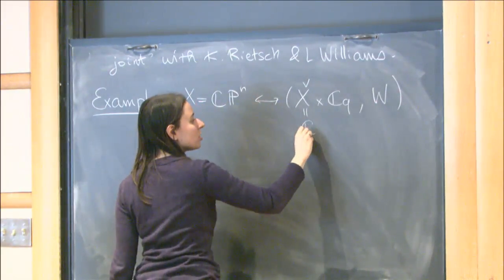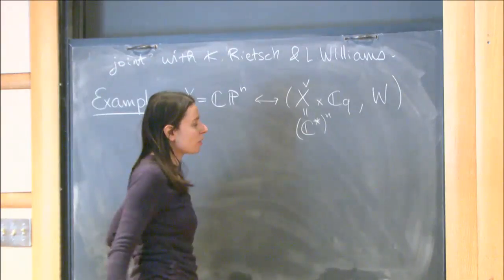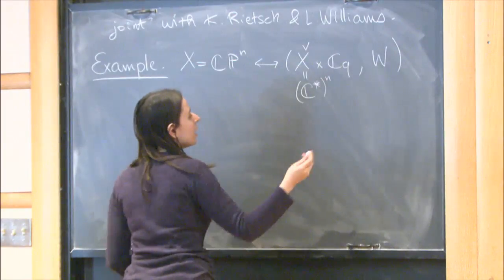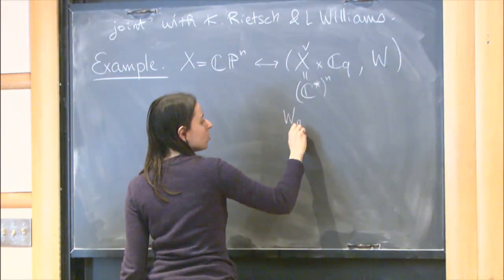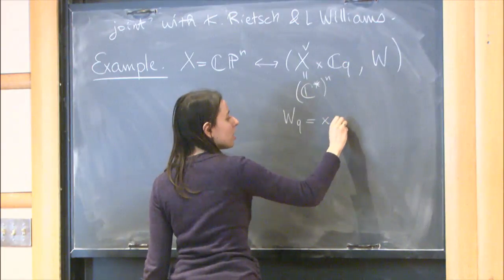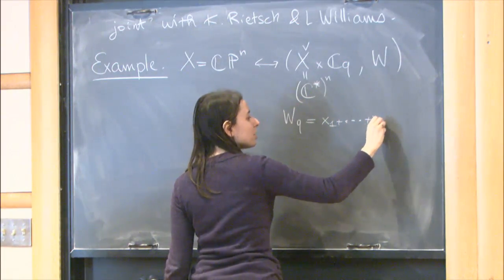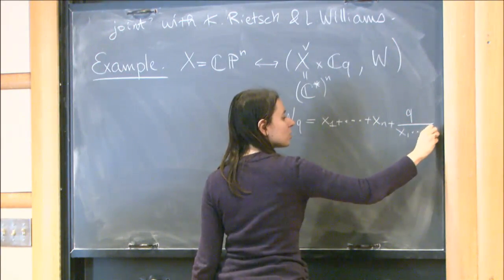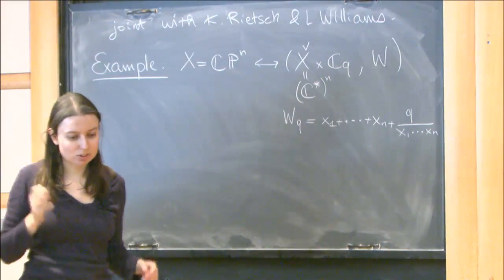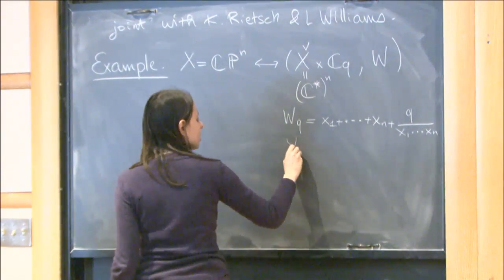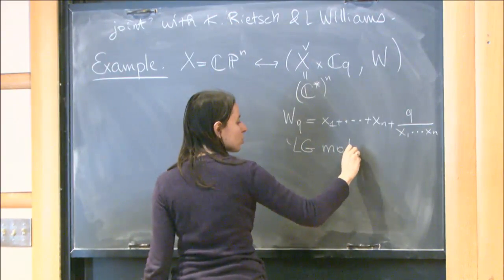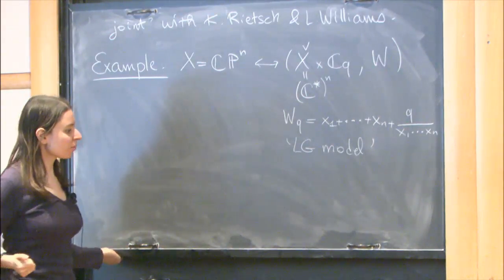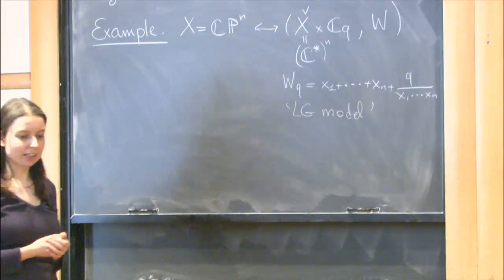So X check is a torus, the same dimension as the projective space, and I add something for a variable q, and W_q is x1 plus etc. plus xn plus q over x1 times xn. We saw that already in the previous talk, and that's known as the LG model, the Landau-Ginzburg model for projective space. So I'm going to repeat in a little bit more detail.